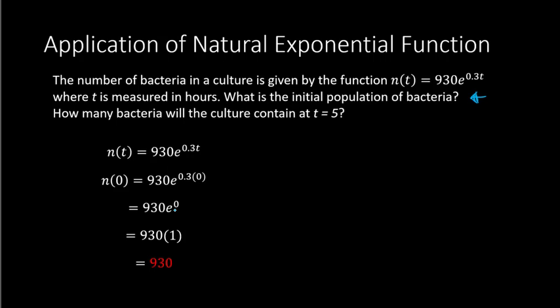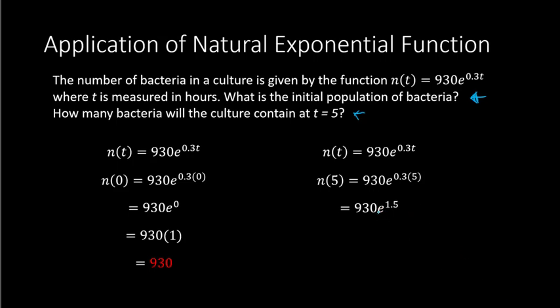Now the next part of the question says, how many bacteria will the culture contain at t equals 5? So this would be after 5 hours. We plug a 5 in place of t into this function. So we have 930 times e to the 0.3 times 5. Well, 0.3 times 5 is going to be 1.5. So we have 930 times e to the 1.5 power.